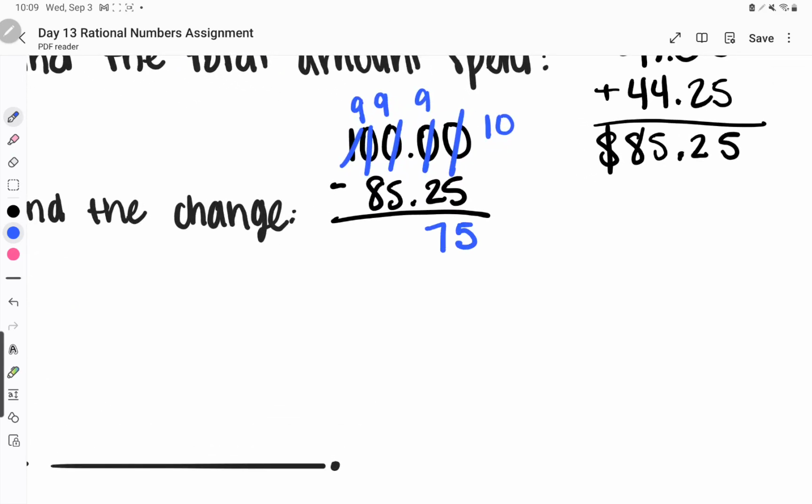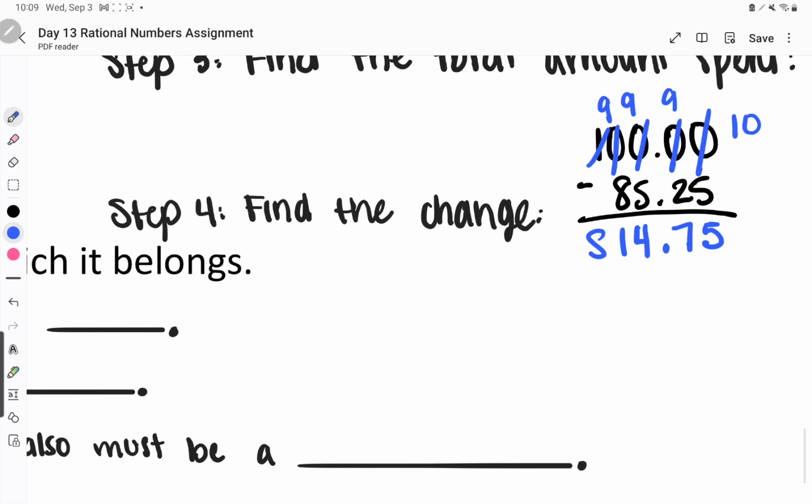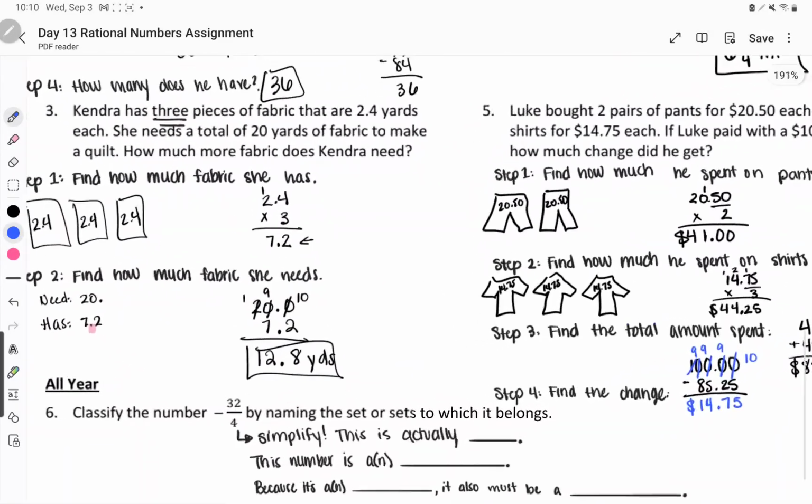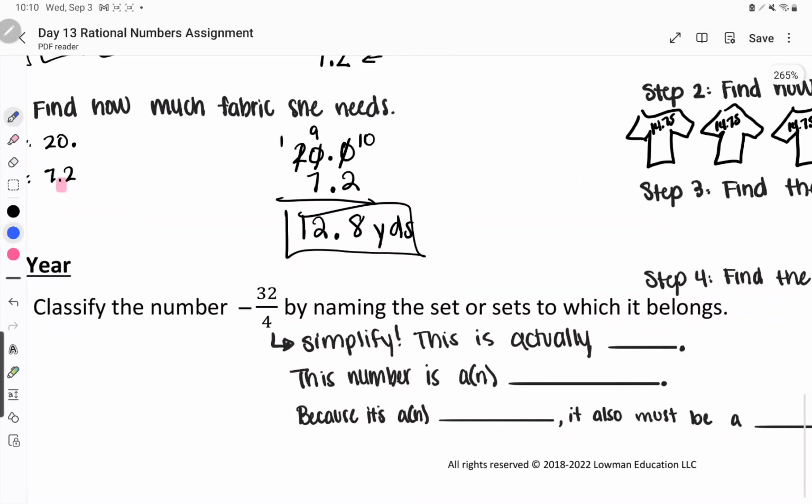9 minus 2 is 7. Drop your decimal straight down. 9 minus 5 is 4. 9 minus 8 is 1. So that is $14.75 in change.